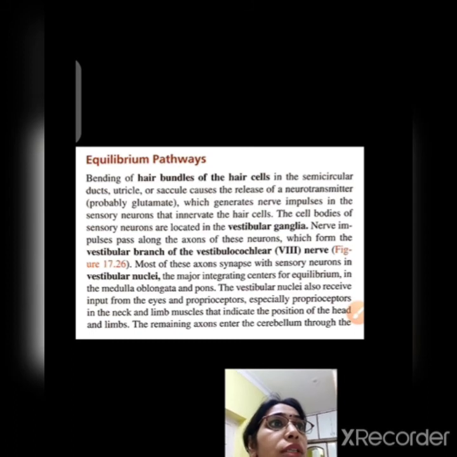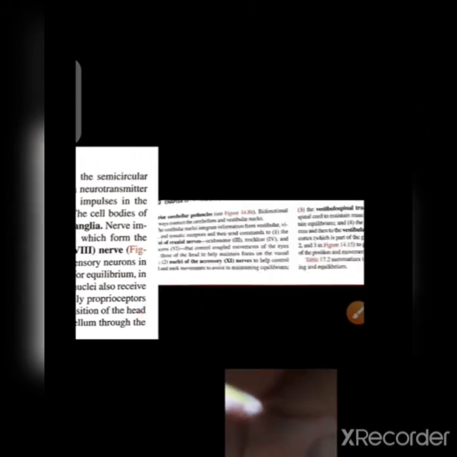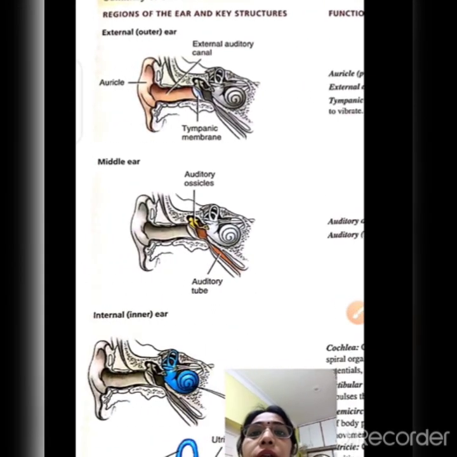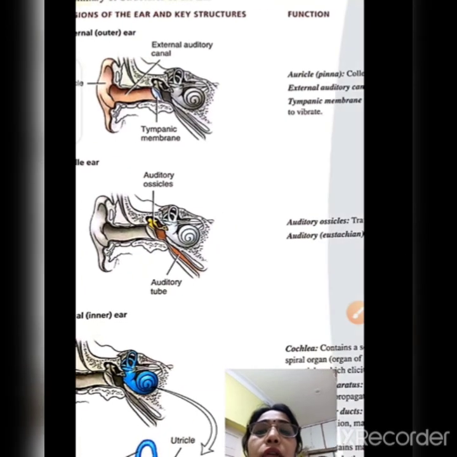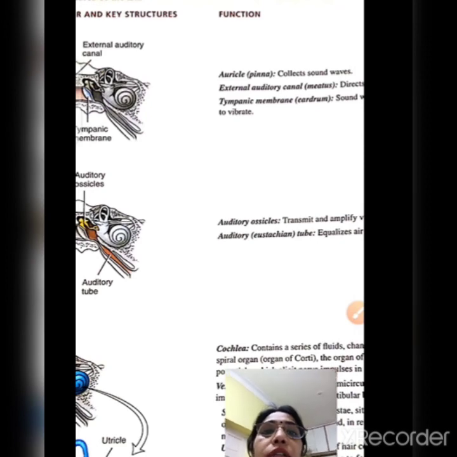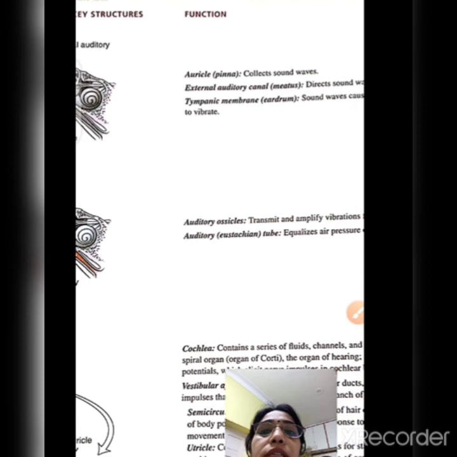Now you can see the summary of the structure of the ears: the external ear, the region of the ear and the key structures. The external outer ear has the auricle or pinna, which collects sound waves. The external auditory canal or meatus directs the sound waves to the tympanic membrane or eardrum, which vibrates, and this in turn causes the malleus to vibrate. Now the middle ear: auditory ossicles transmit and amplify vibrations from the tympanic membrane to the oval window.